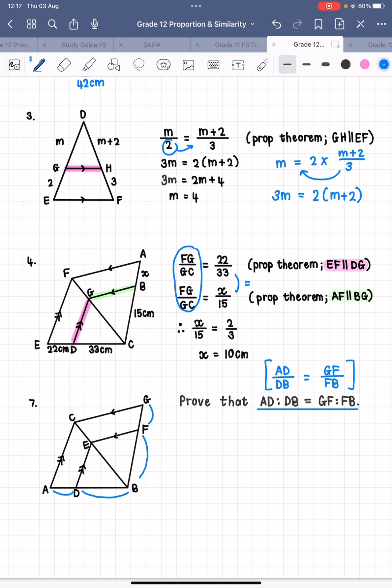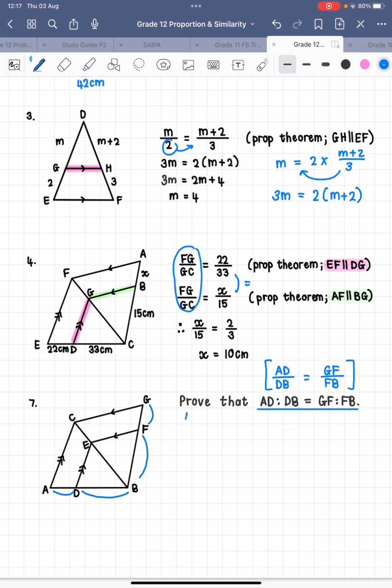Now, we can use prop theorem, but remember, if we want to use prop theorem, then we need to work in one triangle at a time. What we have here is two triangles that are connected with CB, or CEB. So what we're going to do is say AD over DB is equal to what? CE over EB. Because of prop theorem, because this line DE is parallel to AC. So that's going to be our first line.